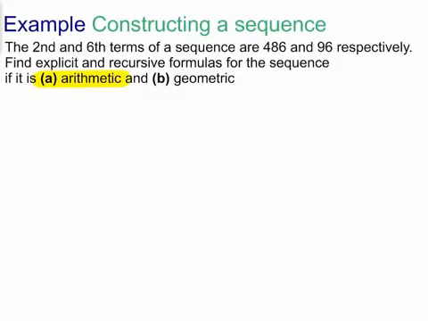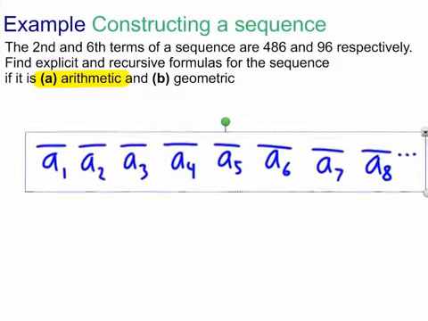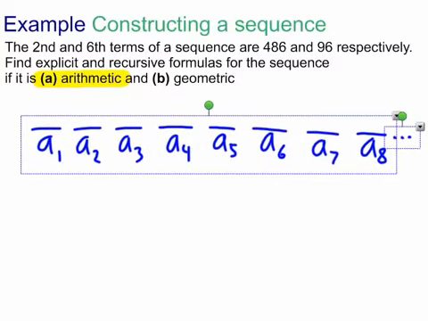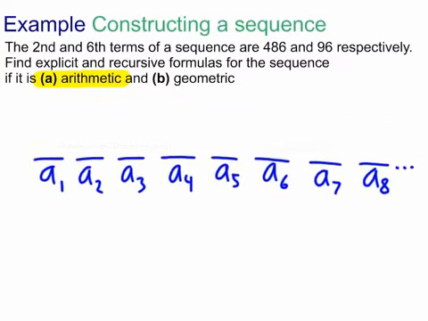For this type of problem, there are a number of ways you could go about it, and I'm going to just show you one that I find works well with students. I like to start by writing out a bunch of spaces for the individual terms of the sequence. And since we're told that the second term is 486, we'll write 486 in the a sub 2 slot. And we're told the sixth term is 96, so we'll fill in the a sub 6 slot accordingly.